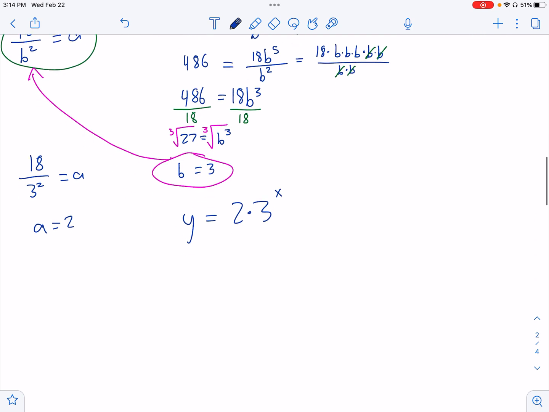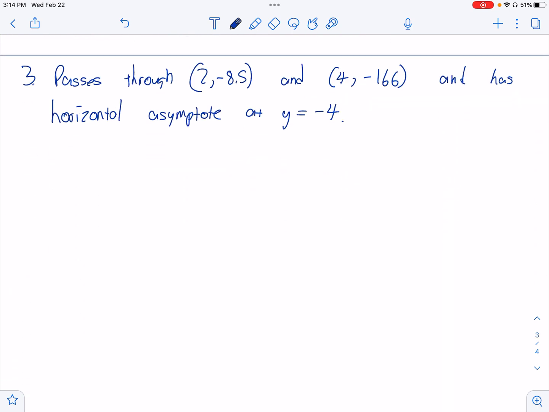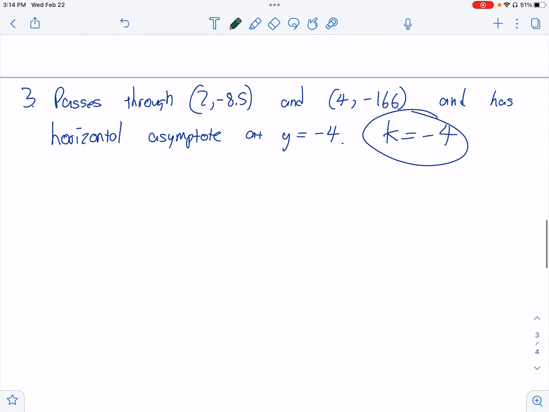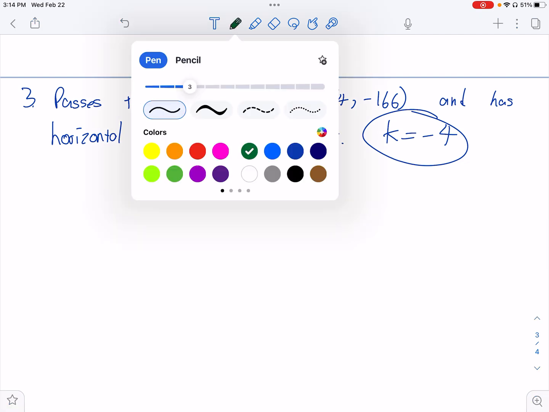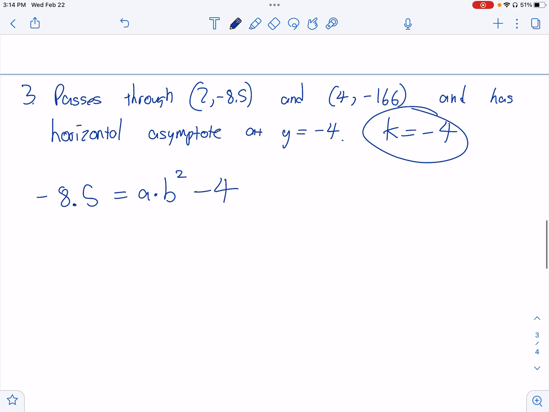All right, so the last one, now we're going to do one that has a horizontal asymptote. So the only thing this changes about the equation is that now we have k equals negative 4. So I'm going to write my two functions, or my two equations, using my x and y. So when x is 2, y is negative 8.5 to the power of 2. But there's a minus 4 on both of these equations.